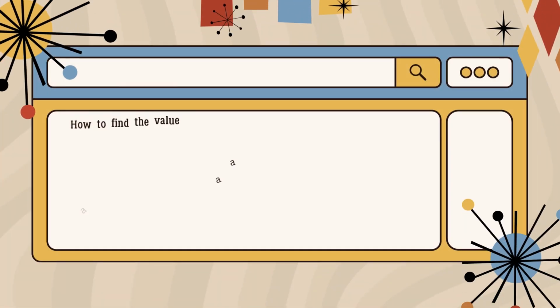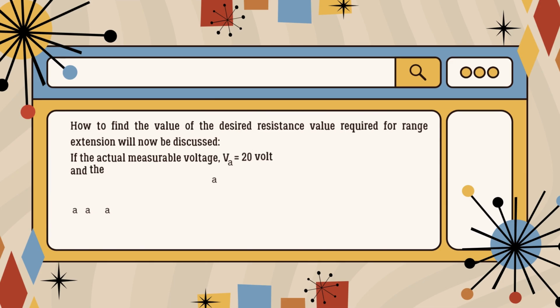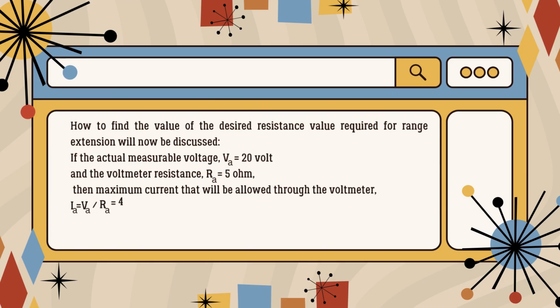Now we will study how to find the value of the desired resistance value required for range extension. If the actual measurable voltage represented as VA is equal to 20 volt and the voltmeter resistance RA equal to 5 ohm, then maximum current that will be allowed through the voltmeter by applying Ohm's law will be 4 ampere.